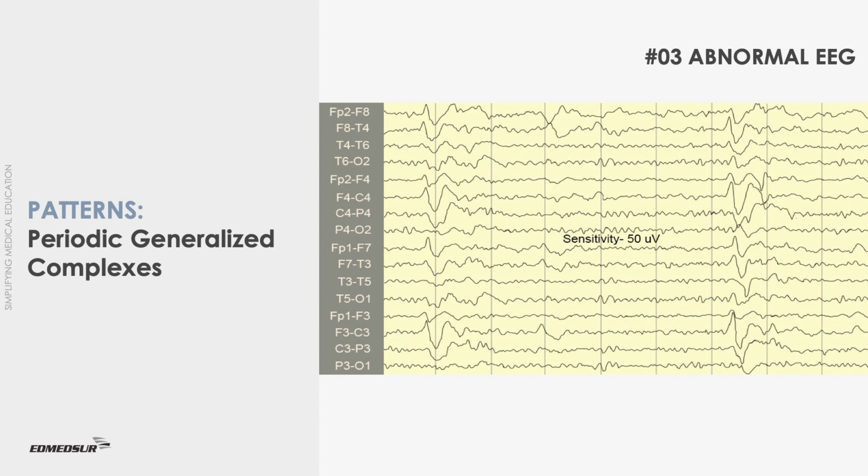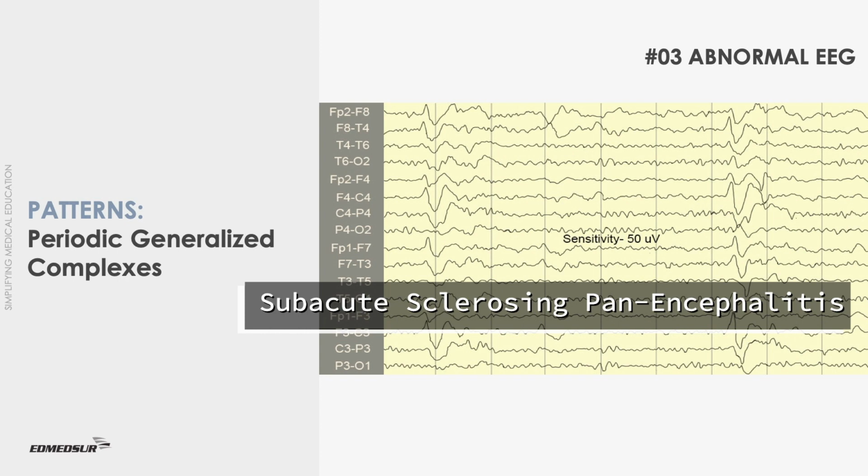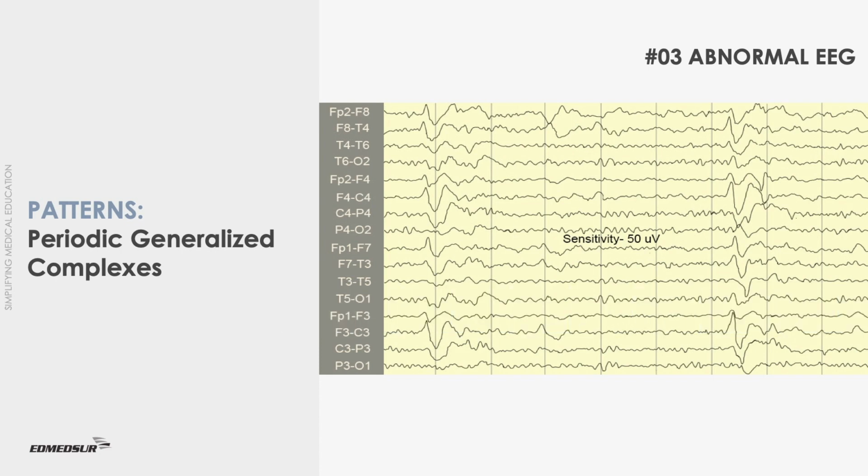Periodic generalized complexes are often seen in SSPE as high-voltage complexes containing 2 to 4 high-amplitude delta waves. Their amplitude ranges from 300 to 1500 microvolts. They recur every 3 to 15 seconds, and these complexes last up to 3 seconds. These complexes are time-locked with the clinical myoclonic jerks. The interval between complexes shortens with disease progression, and is ultimately replaced by disorganized slow rhythm.